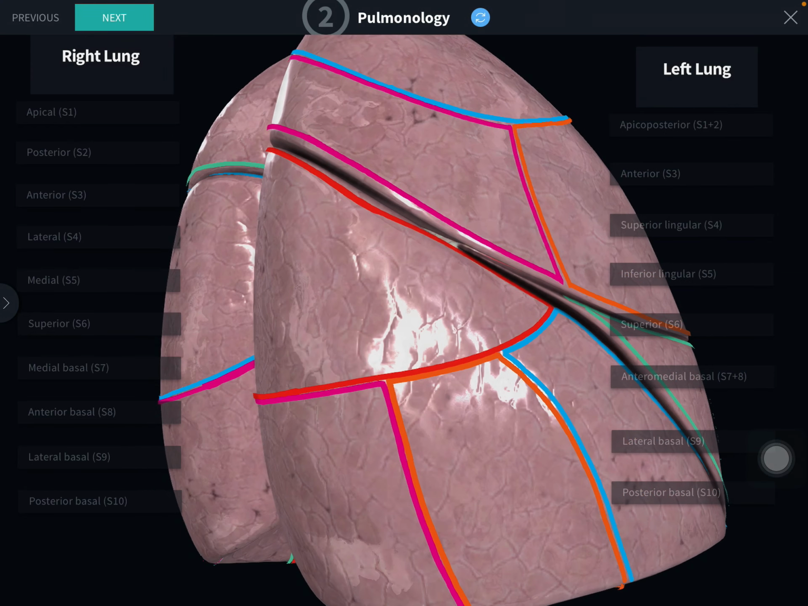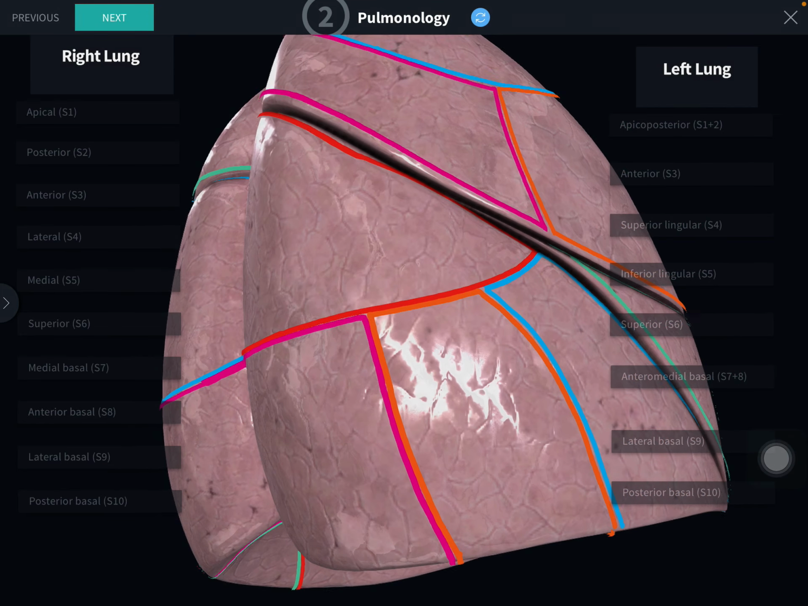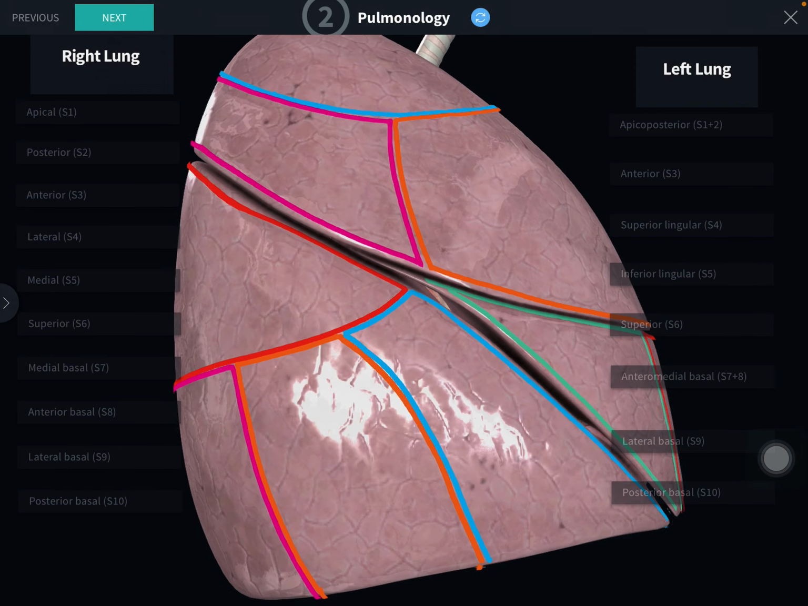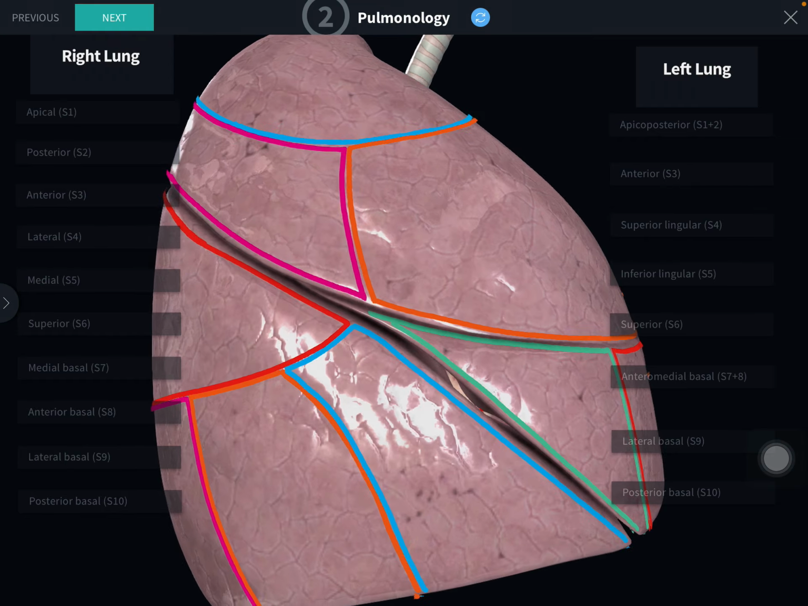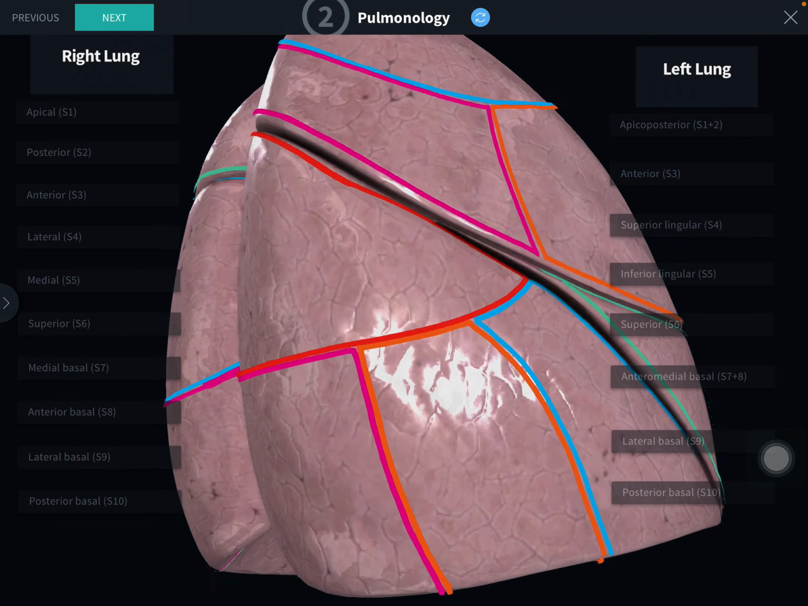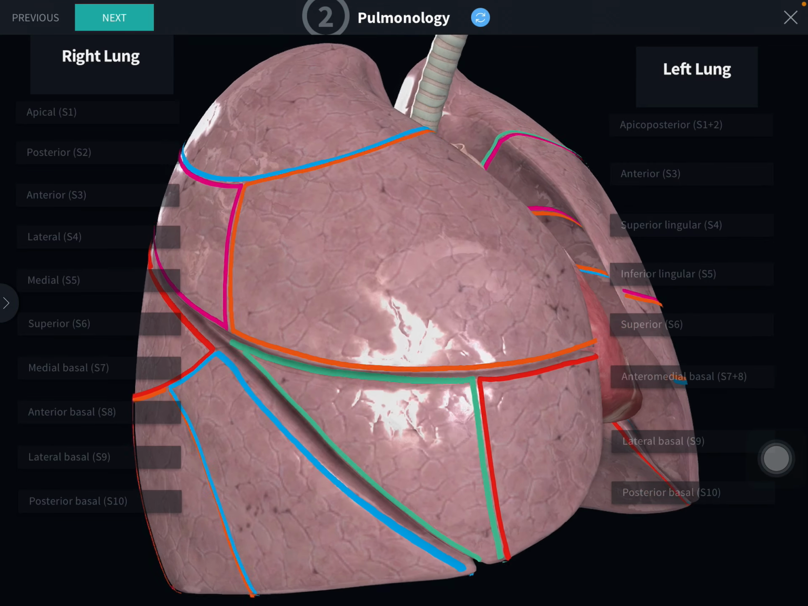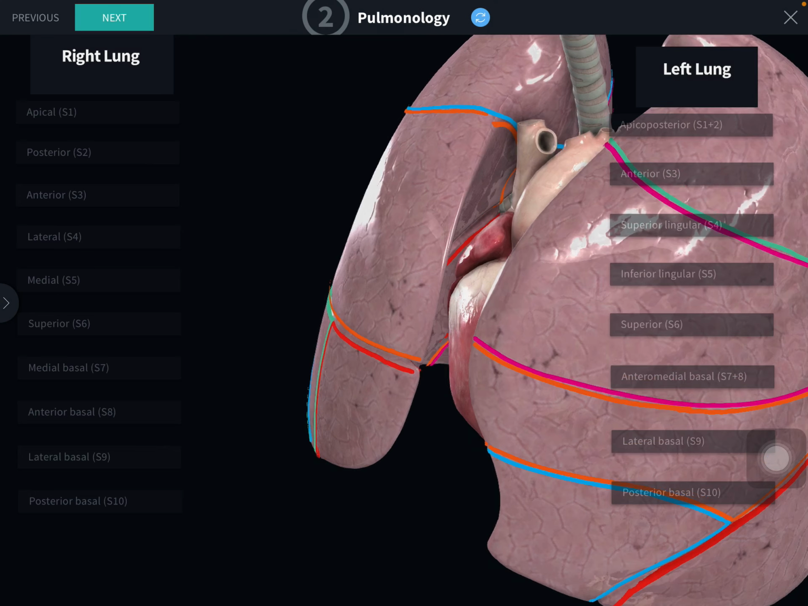Then coming to the lower lobe, again one apical, then medial basal, anterior basal, posterior basal, and also lateral basal. So these are the 10 bronchopulmonary segments of the right lung.